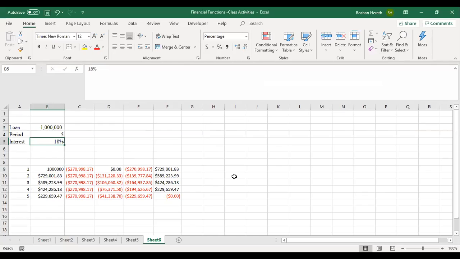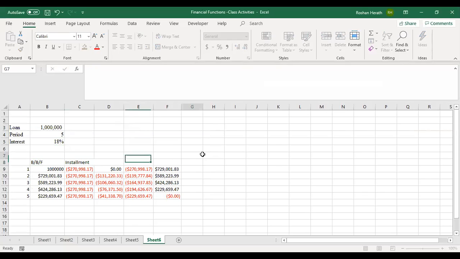And let's go by the annual installment. Here we have the loan outstanding at the beginning of the period. Here I have identified the installment and then the interest, the capital repay, and finally the balance carried forward in the loan.